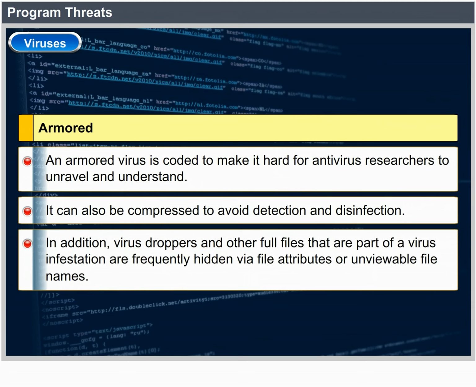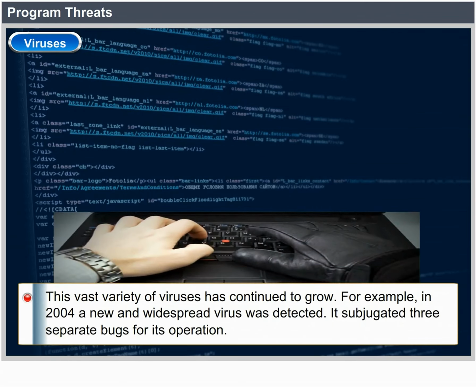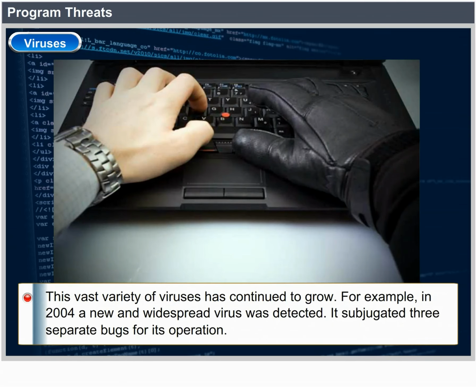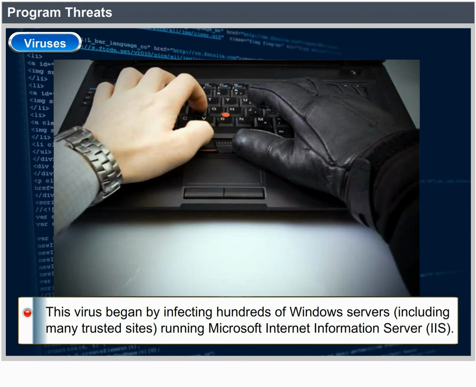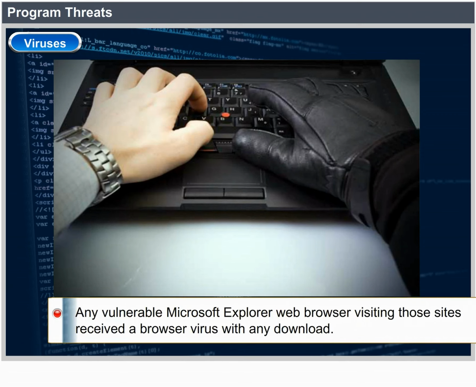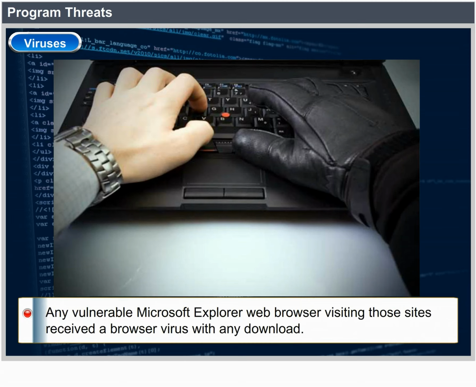This vast variety of viruses has continued to grow. For example, in 2004, a new and widespread virus was detected. It exploited 3 separate bugs for its operation. This virus started by infecting hundreds of Windows servers, including many trusted sites running Microsoft Internet Information Server (IIS). Any vulnerable Microsoft Explorer web browser visiting those sites received a browser virus with any download.